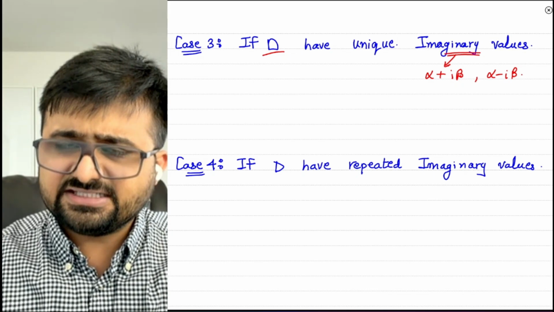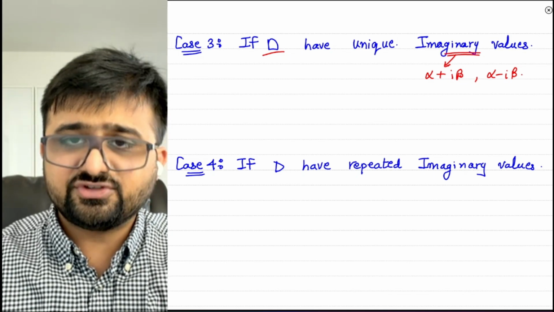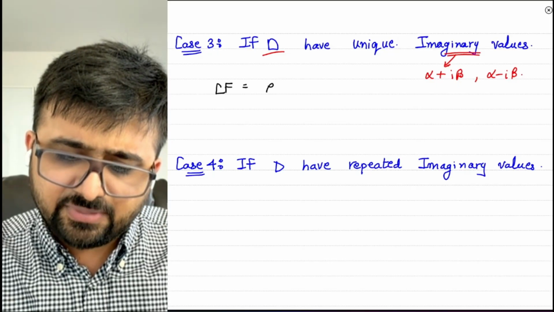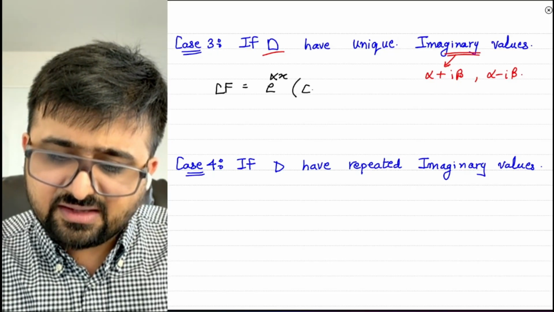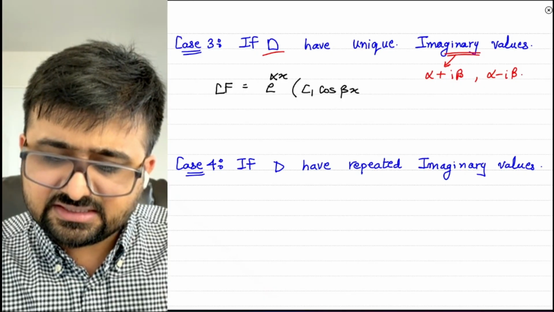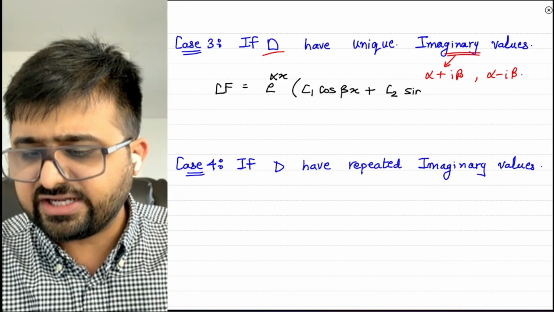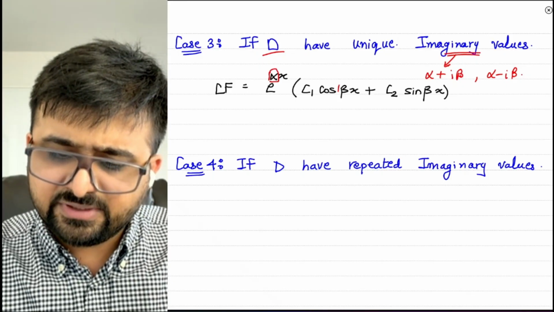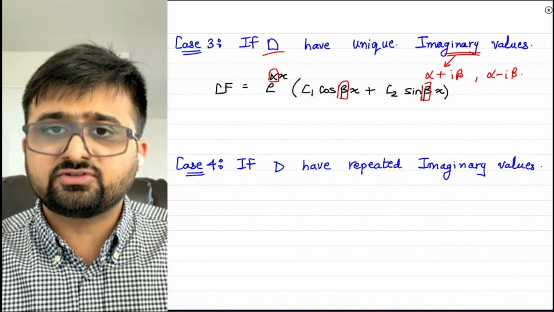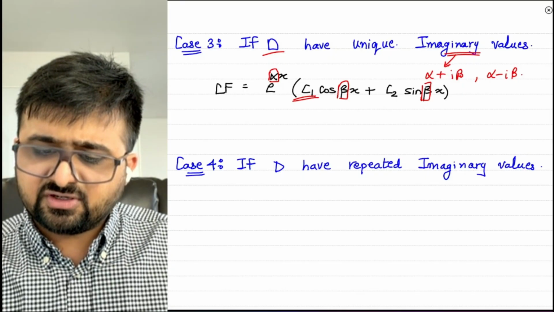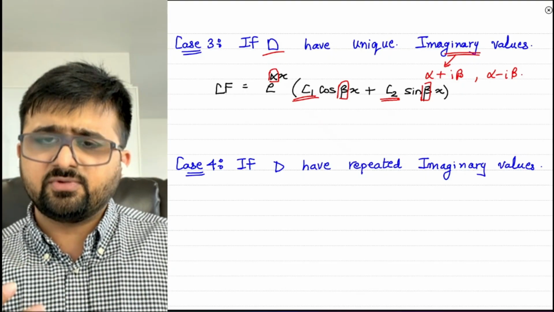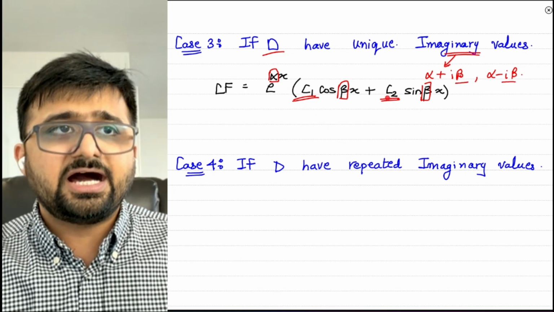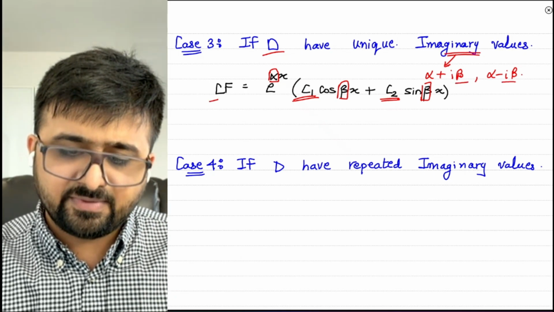So let's say these two are the unique roots of that auxiliary equation, which are complex numbers. In that case, the complementary function is given by e to the power alpha x times (C1 cos beta x plus C2 sine beta x). Remember that alpha is the real part of that root and beta is the imaginary part of those complex roots. Because there are two roots, there are two arbitrary constants. The number of values of d, which is the number of roots, is always equal to the number of arbitrary constants that you will have in the complementary function.